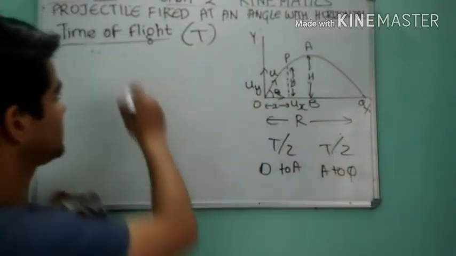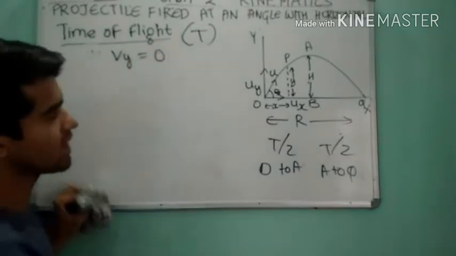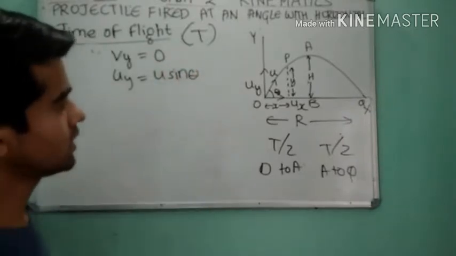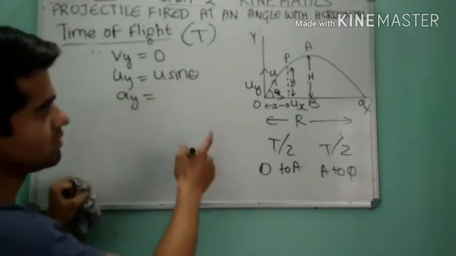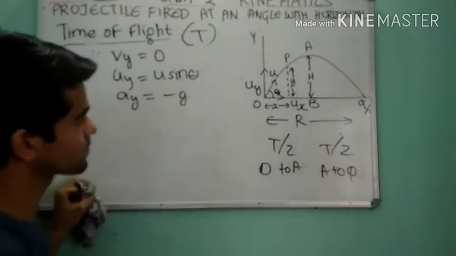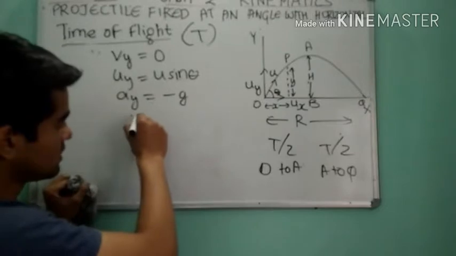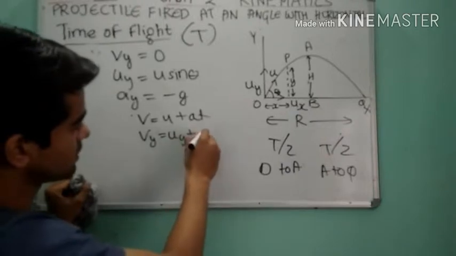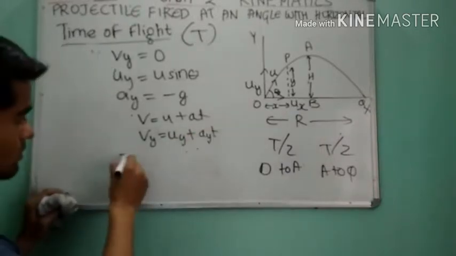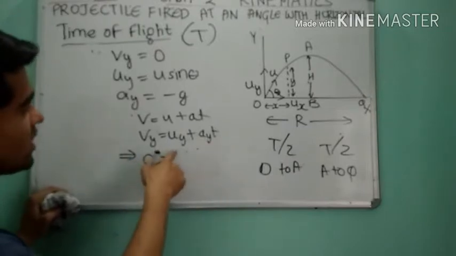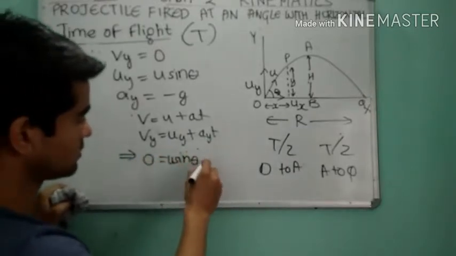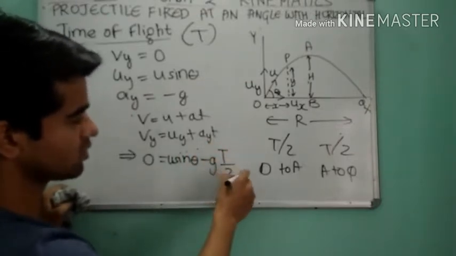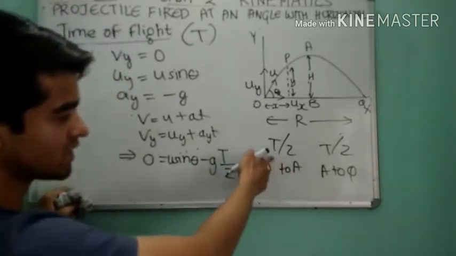At the highest point, the final velocity along the y-axis becomes 0, and the initial velocity is uy, which we know is u sine theta. The acceleration ay going from O to A is minus g. From the first equation of motion, v is equal to u plus at, so vy is equal to uy plus ay t. Here vy is 0, uy is u sine theta, ay is minus g, and t is T by 2, because reaching from O to A takes half the time.